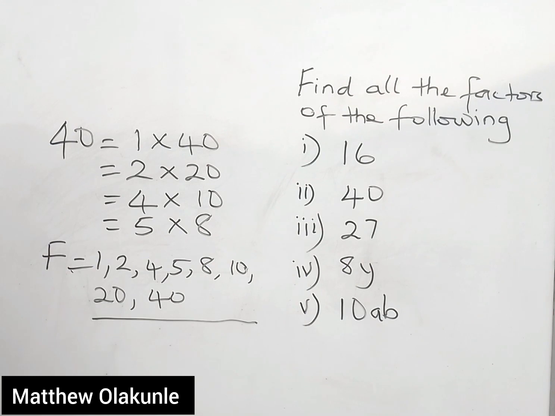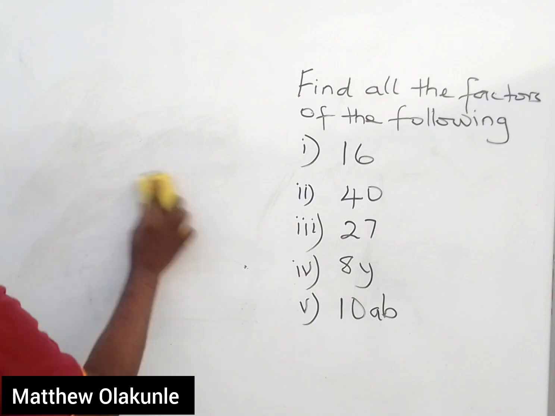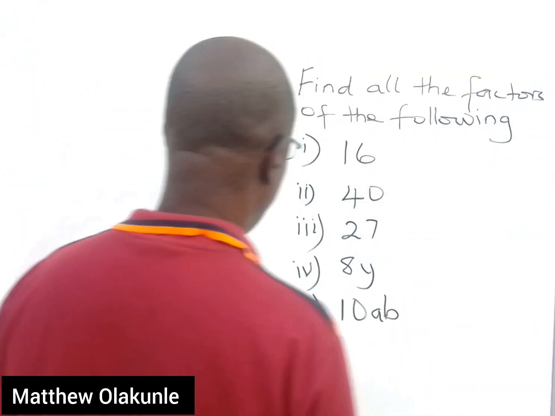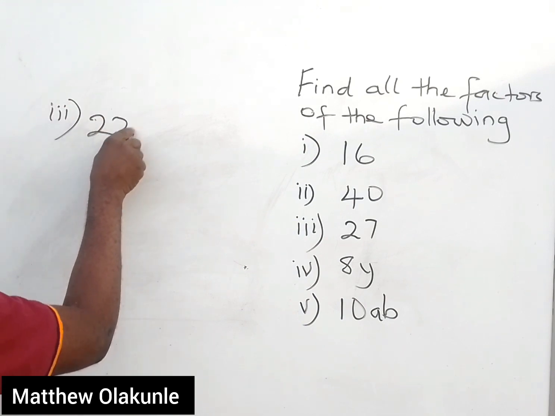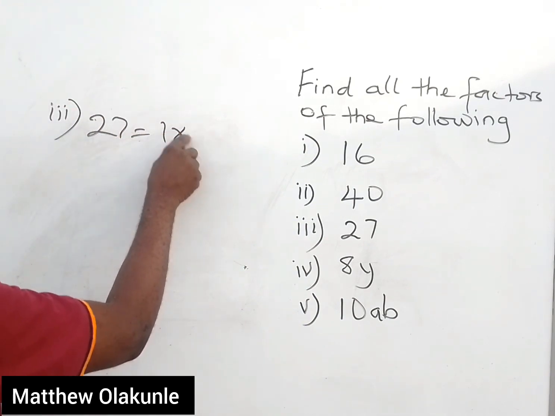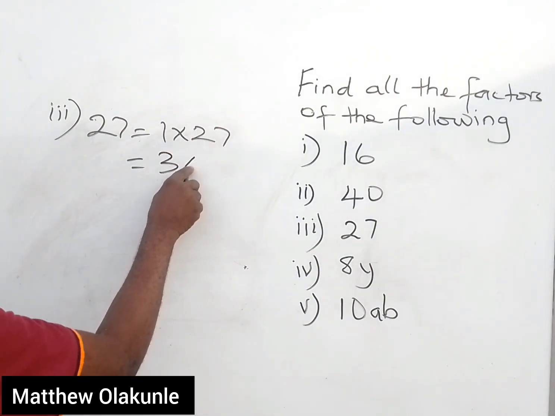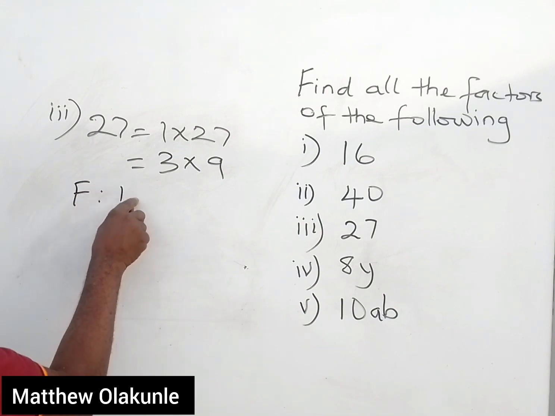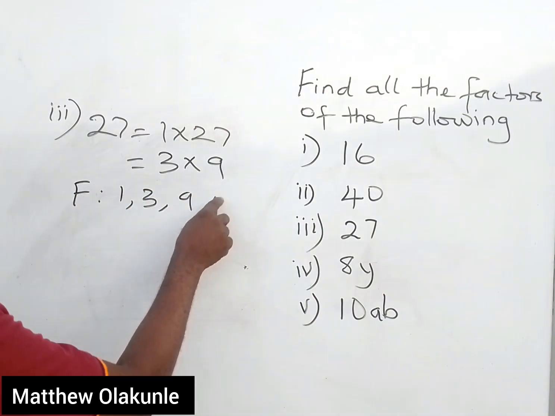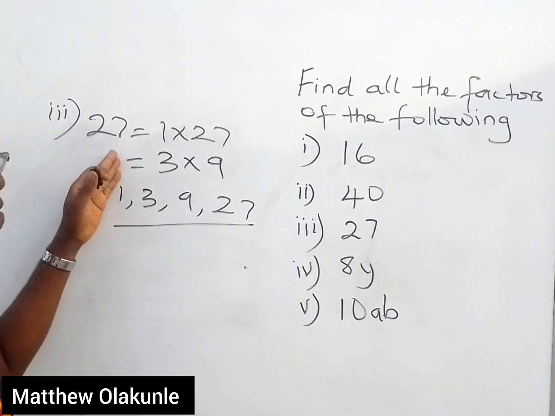So we do the same thing for the third one, which is 27. 27 is the same thing as 1 times 27. 2 is not part of it. 3 times 9. And that's all. So the factors are 1, 3, 9, 27. So all these numbers are referred to as factors of 27.